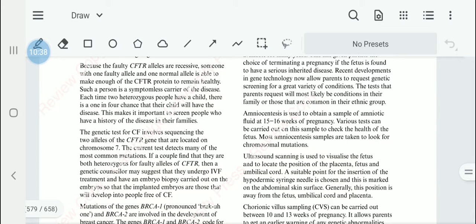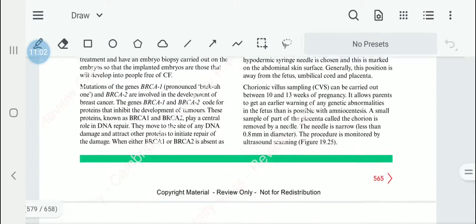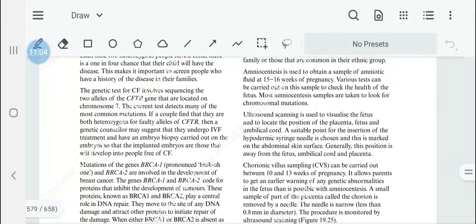To be healthy, a person might have this recessive allele and might not show the symptoms. So if that person has a child with another heterozygous carrier, and the child gets both the recessive alleles, then the child is going to have this disease. To prevent this from happening, they do a screening test to figure out if they are carriers.